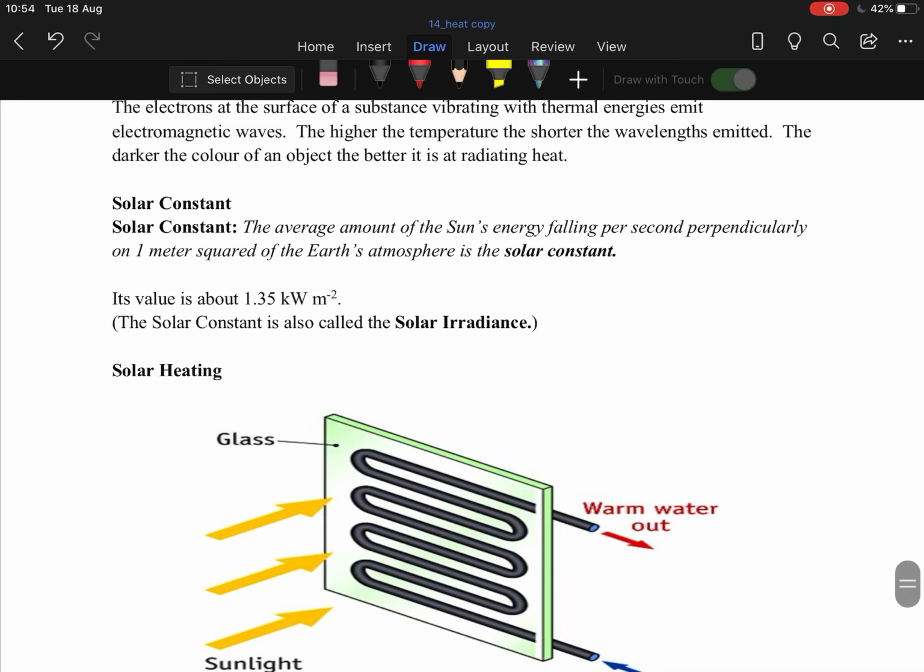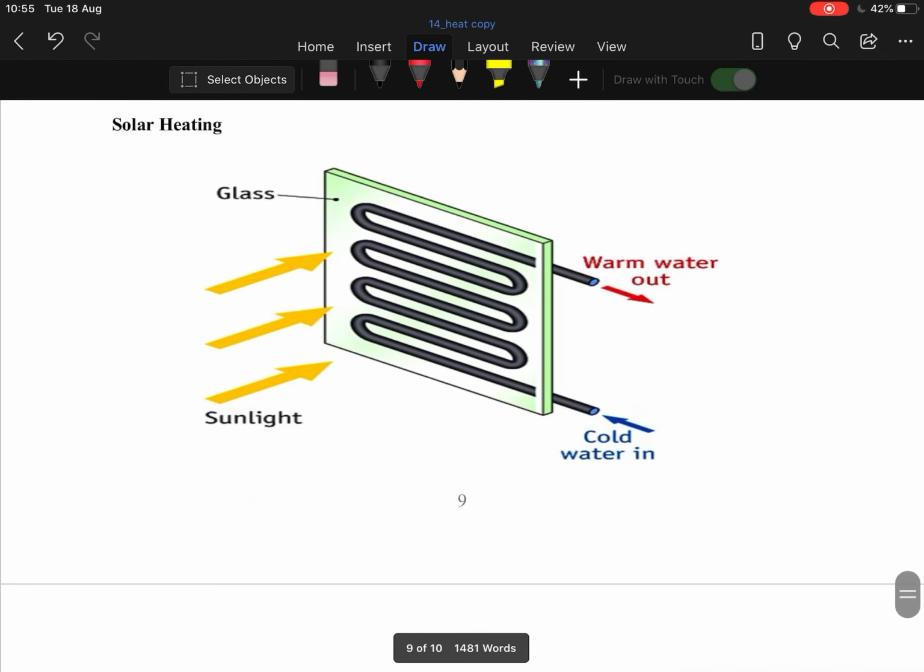Okay, so solar constant. This question came up as a short question, part of question 5. That's why I'm going to quickly fly through it. What is the solar constant? The solar constant is the average amount of sun's energy falling per second perpendicularly on 1 meter square of the Earth's atmosphere. Okay, the general value is 1.35 kilowatts per meter squared. Just look at the SI unit. They'll generally give this to you in the exam. Kilowatts per meter squared. You see? So in other words, it's energy over area, basically.